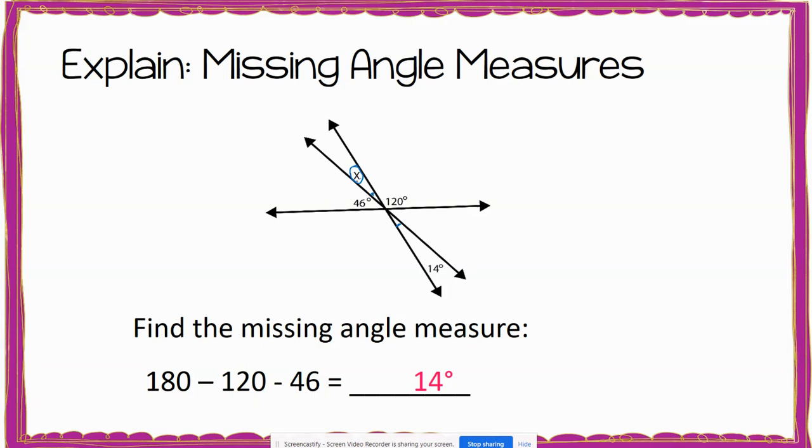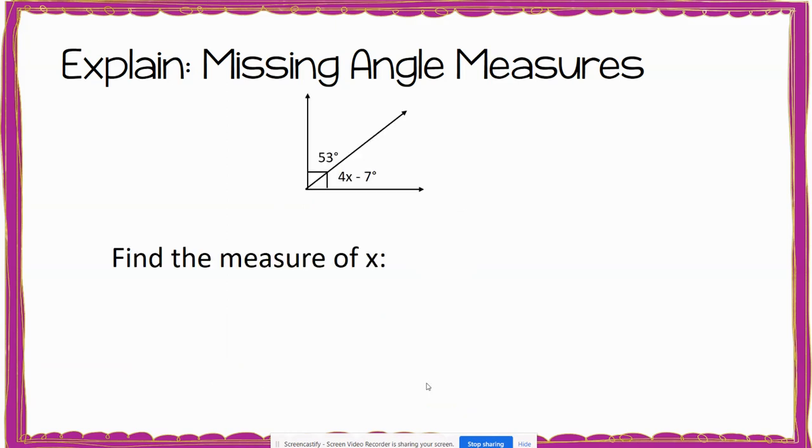Now, if you could not see that, you could also do what I did here, which shows you that together 46, X, and 120 create this straight line. So since together they create this straight line, you could have subtracted 120 and 46 from 180 to get left with 14 degrees for X.